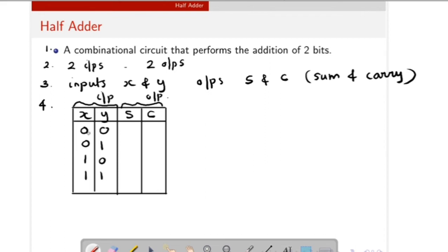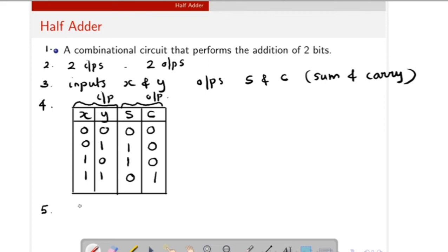When you add 0 with 0, sum is equal to 0 and carry is equal to 0. When you add 0 with 1, sum is equal to 1, carry is equal to 0. When you add 1 with 0, sum is equal to 1 and carry equal to 0. When you add 1 with 1, sum is equal to 0 and carry is equal to 1. So this is the relationship between the input and output. So we have the truth table.